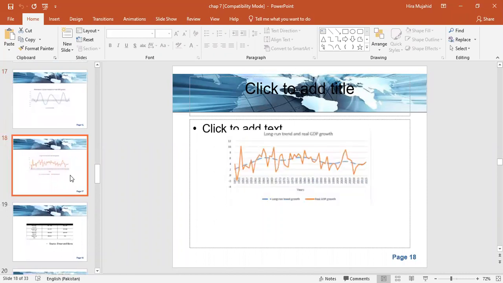This is the long run trend and real GDP growth of Pakistan. The blue line is the trend line, where you can see the complete clear picture of the economic activities of Pakistan.